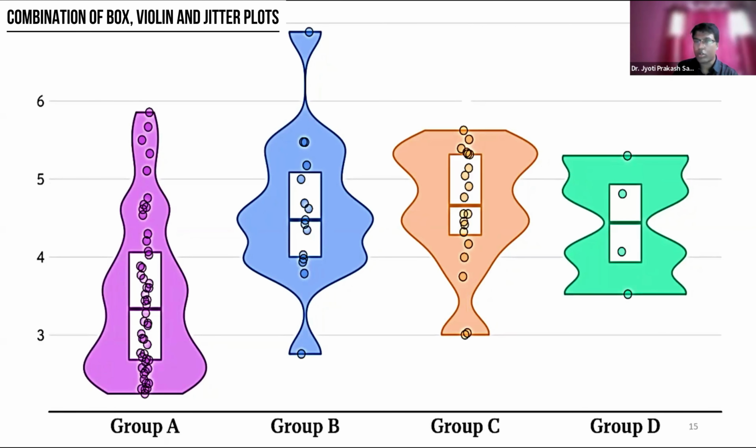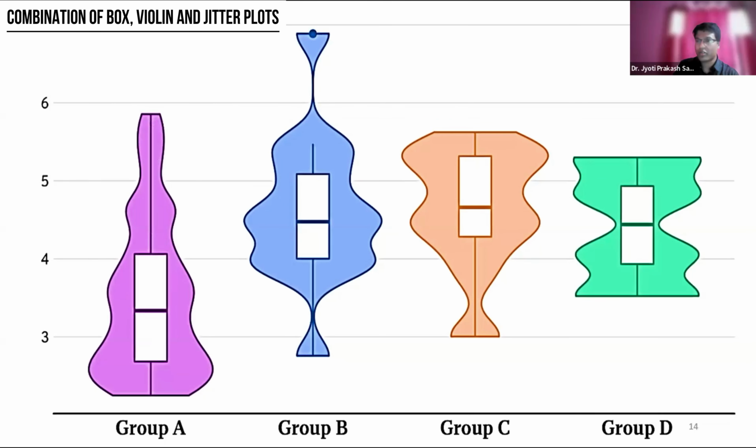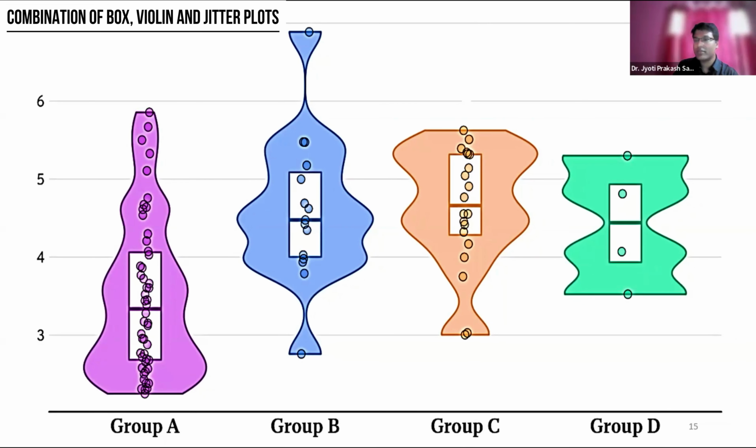Next is the combination of all three plots. Violin. Someone might ask, where is the jitter in the previous one? Where is the jitter? We can find the individual points. So here we combine them. The box plot, the violin, and the jitter plot, combining all of them. So individual data points are there, the median value is there, the distribution pattern is there.